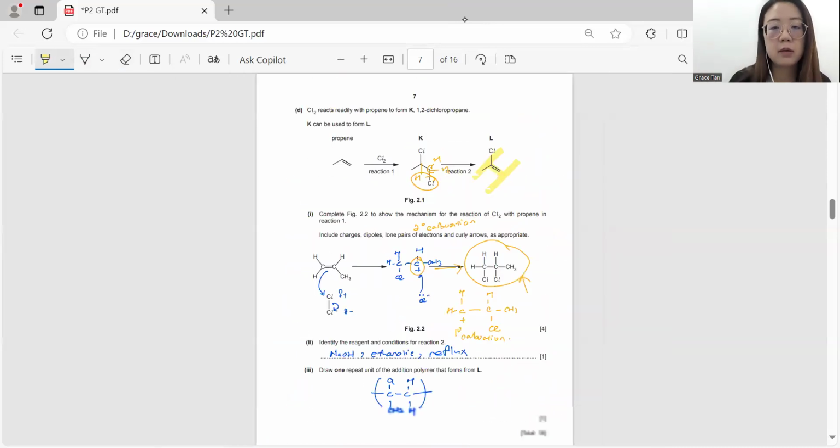Can you see the way I draw it? Over here, the chlorine is here, the chlorine is here, the CH3 is here, the CH3 is here. Then these two hydrogens are hidden. All right, so that is the repeating unit. Put the double bond in the middle. Then, of course, you have to extend the left and the right line, the extension bonds. Okay, that will be the repeating unit.